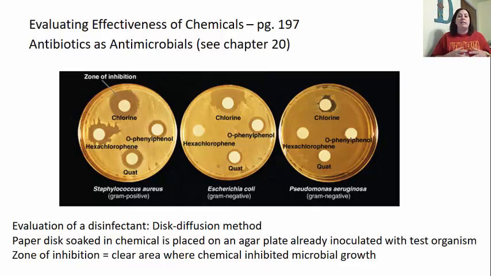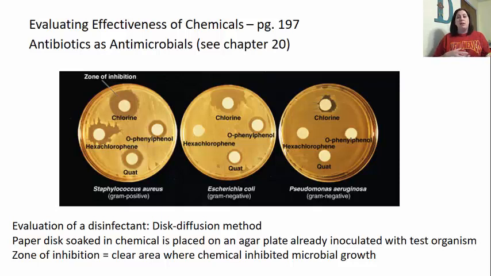So let's just say we want to test out these chemicals on E. coli, or we want to test out these chemicals on staph. We're going to take the plate and do a spread plate. We're going to cover the whole plate with the bacteria. Then we're going to take this disc. The disc is going to be soaked in whatever it is. In this case, they did chlorine, they did a quat, they did some other chemicals here. So they put it in there. Then they placed it on the plate.